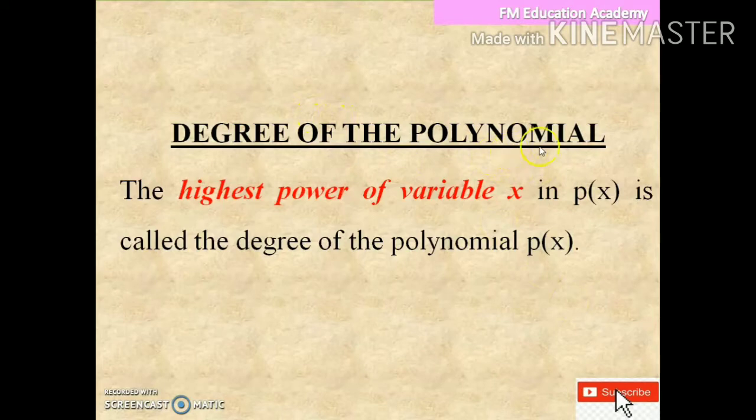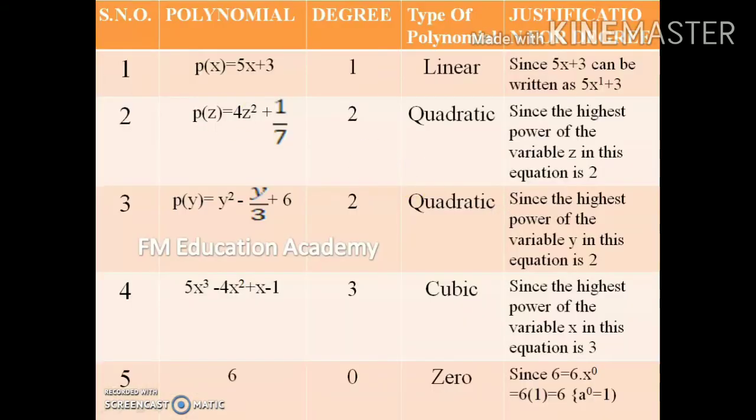What do you mean by degree of a polynomial? The highest power of variable x in p of x is called the degree of the polynomial p of x. For example, here I have p of x equals 5x plus 3. Why is the degree 1? Because 5x plus 3 can be written as 5x power 1 plus 3. This is the highest power in this equation. That is why the degree is 1, and it is a linear polynomial. Why? Because any polynomial whose degree is 1 is called a linear polynomial.